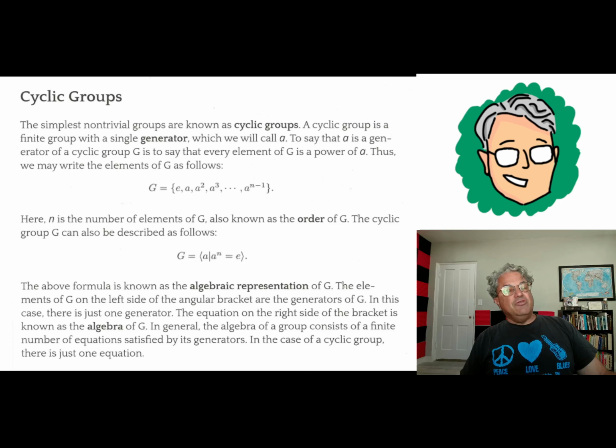And then now on the right, we write the algebra of the group. And this is a set of algebraic equations satisfied by the generators. In this case, there's just one algebraic equation we care about, namely a to the n is equal to e. So it just says you can take powers of a up to a to the n, but once you get to a to the n, you get the identity element back. So that's what's called the algebraic notation of G.